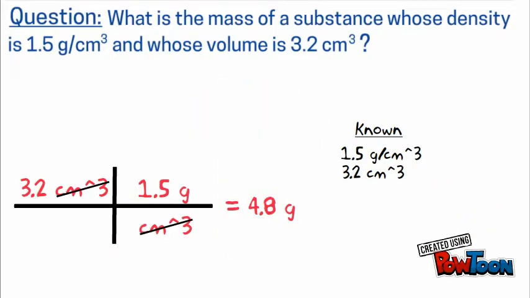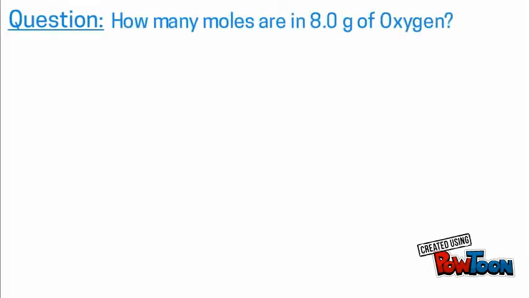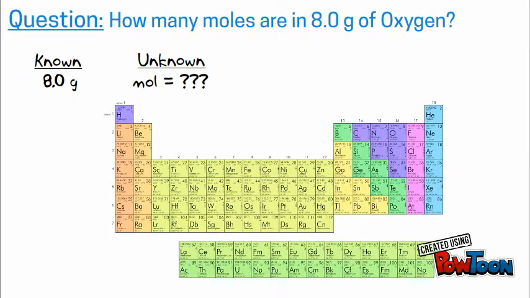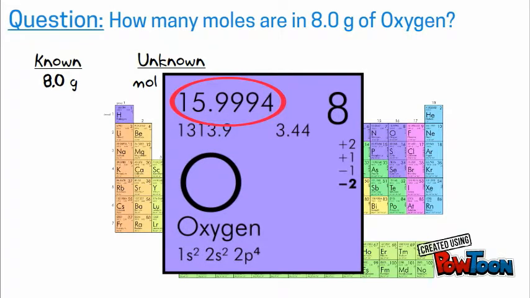Let's look at a different problem. To stay consistent, we'll stick with chemistry. How many moles are in 8.0 grams of oxygen? We write down what we know. We write down what we don't know. Now we use the periodic table to get one last crucial piece of information, the atomic weight of oxygen. This tells us how many grams per mole there are for oxygen.